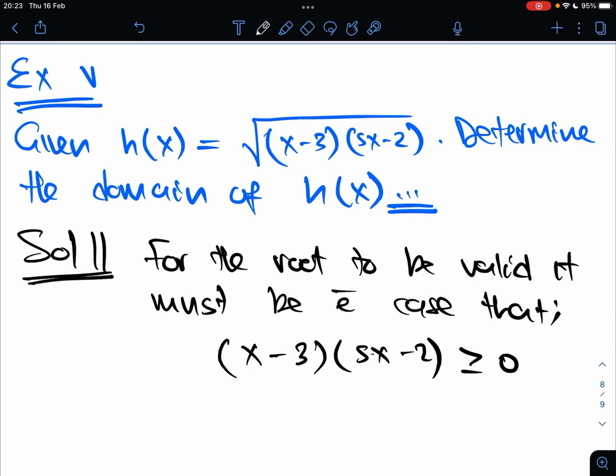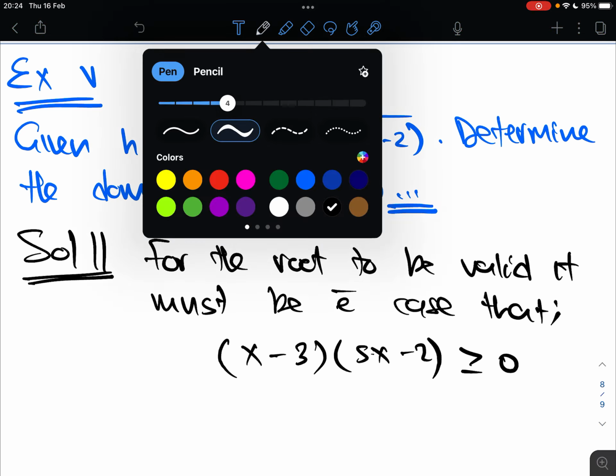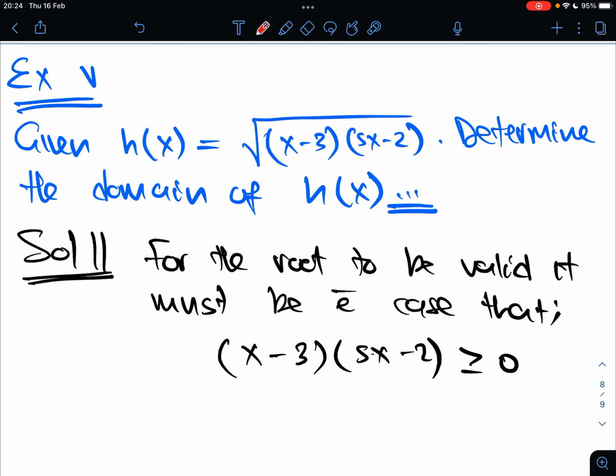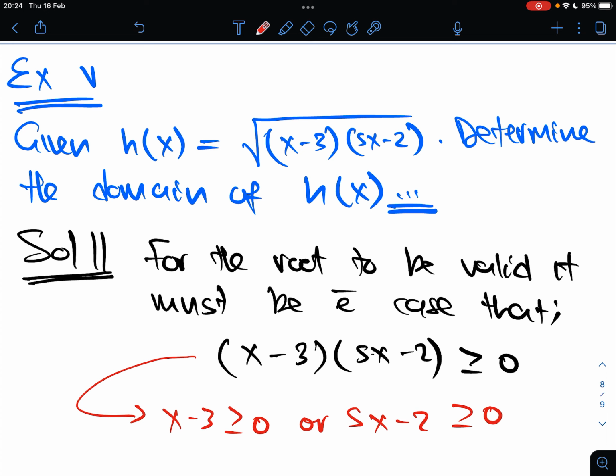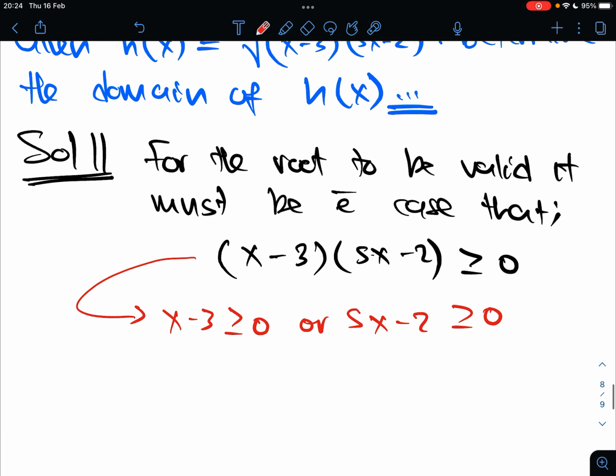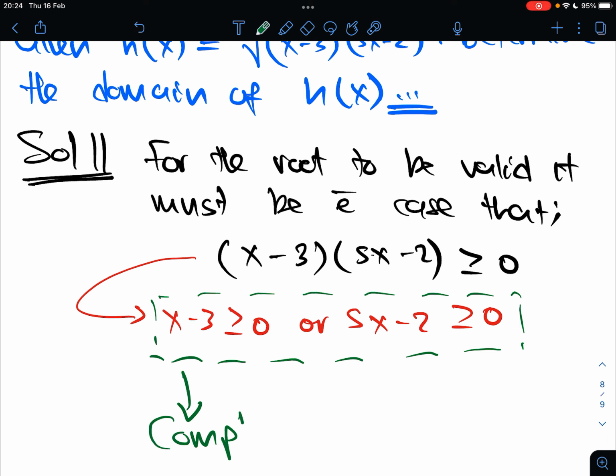You see that? One of the most common mistakes, which is why I say this problem is very tricky, is that most people come here and say this means x minus 3 is greater than 0, or 5x minus 2 is greater than 0. Once you do this, this is completely wrong. You don't do that when you're dealing with a product of functions.